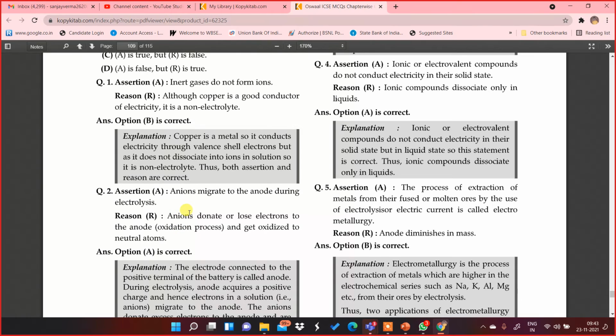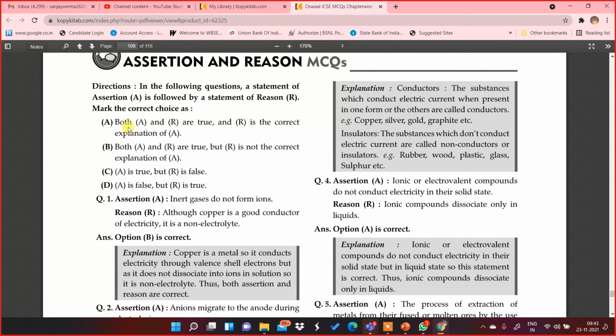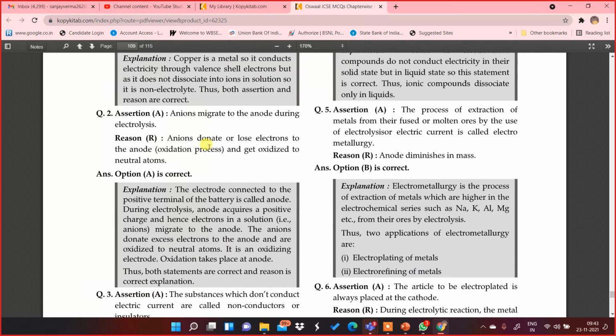And then option A is given correct. Option A is saying both A and R are true, and R, the reason, is the correct explanation of A. So for question number 2, option A is correct. Explanation is given over here.